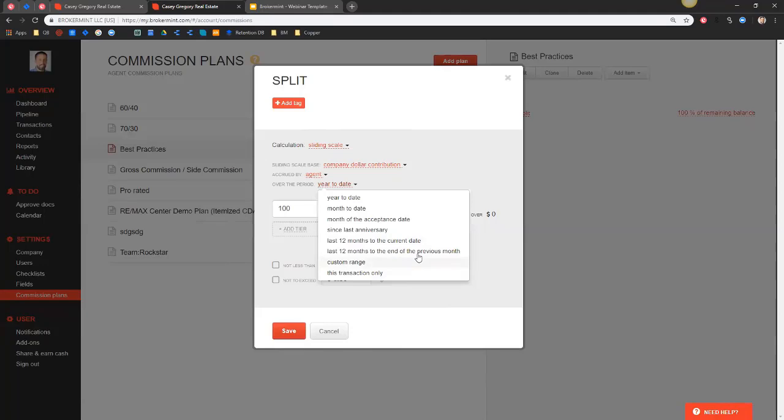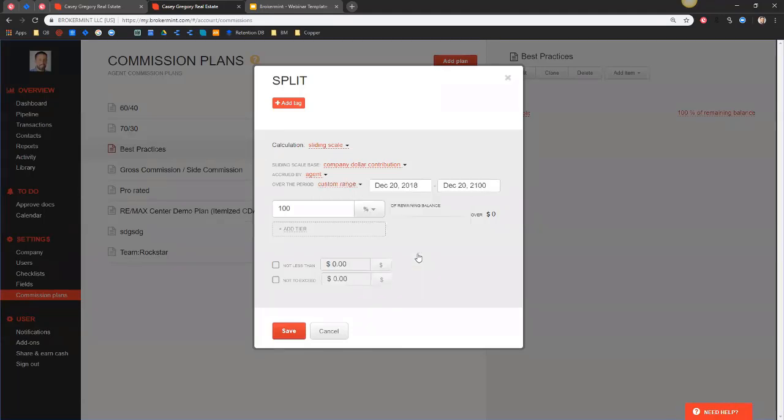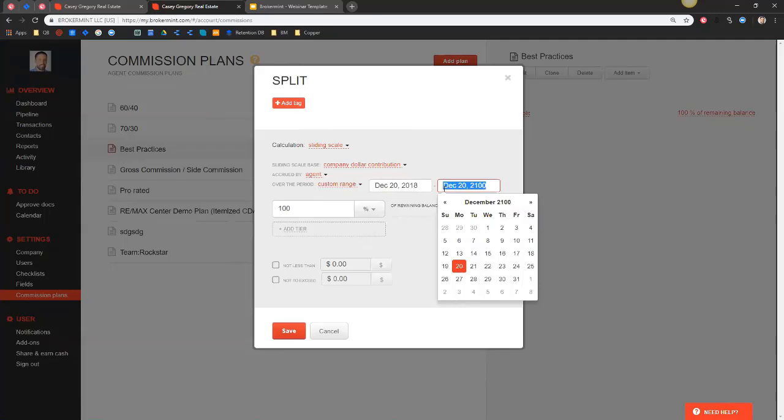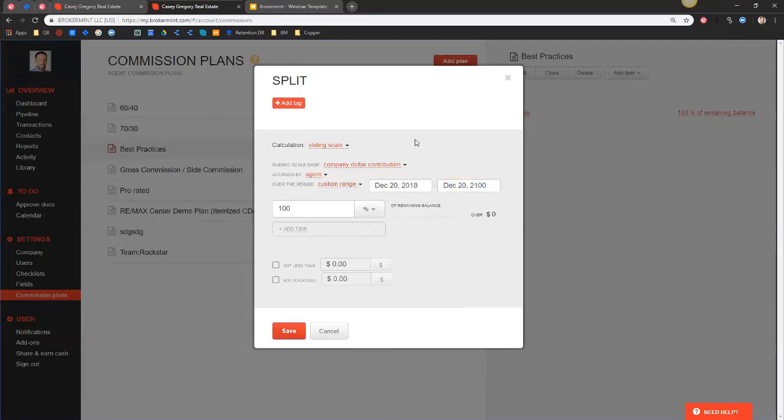The next one we have is custom range. So this allows us to identify a custom range that we want these tiers to reset. You can see that we have a spot for a start date and a spot for an end date. A very common scenario for custom range is some brokerages have sliding scales that don't reset. So as an agent accrues, let's say, an amount of sales volume, he can continue to move up in tiers, and they can continue to move up in tiers for their entire time they are with that brokerage.